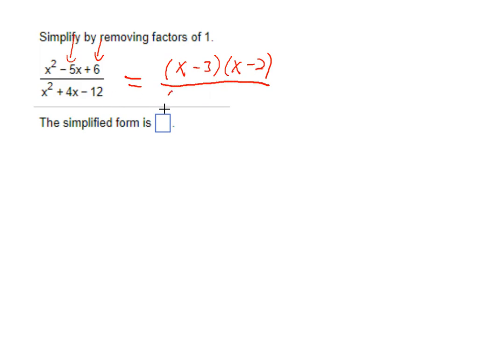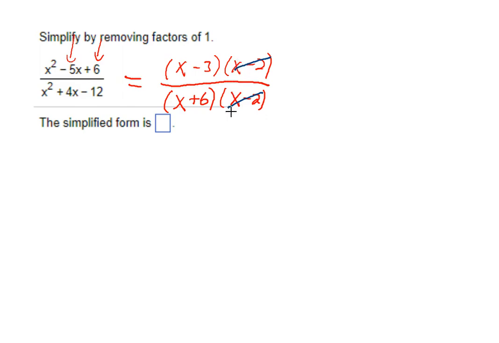We do the same thing on the bottom. Two numbers that multiply to negative 12, but add to positive 4 will be positive 6 and negative 2. Right? And so that's how the bottom one's going to factor. And then we see after we factor it that we have a common factor here. We have an x minus 2 on top. We have an x minus 2 on the bottom. These are factors, so as a whole, they can be canceled out with each other.